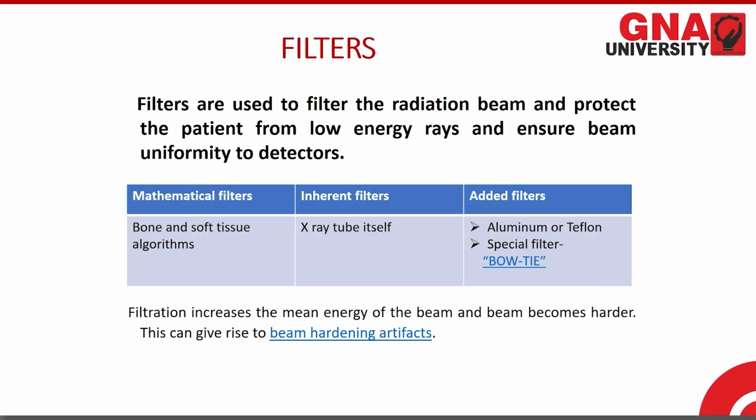Now, this inherent filtration alone is not sufficient. We have to use added filtration. For added filtration, the material of choice is aluminum or Teflon, and a special type of filter design known as the bow tie filter is used. Filtration increases the mean energy of the beam and the beam becomes harder, which can give rise to the beam hardening artifact.